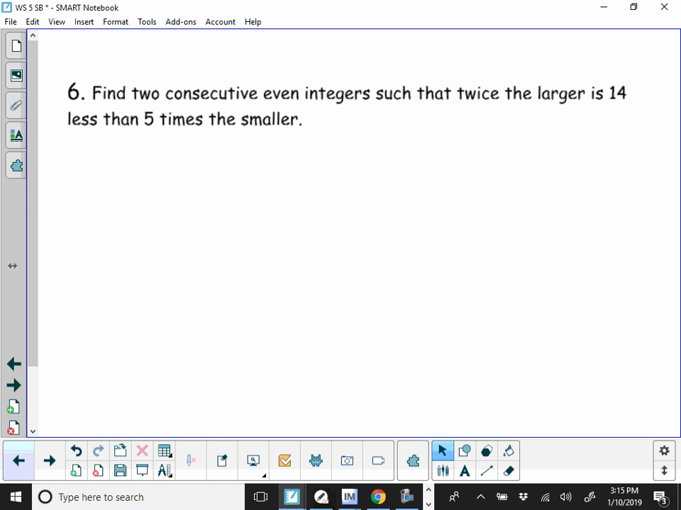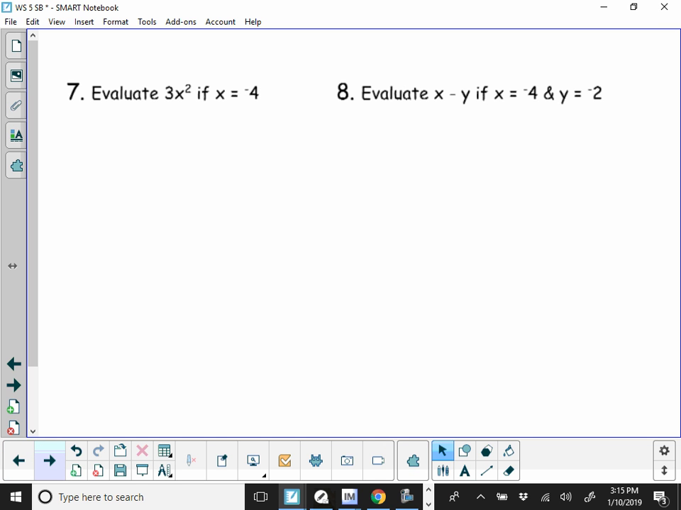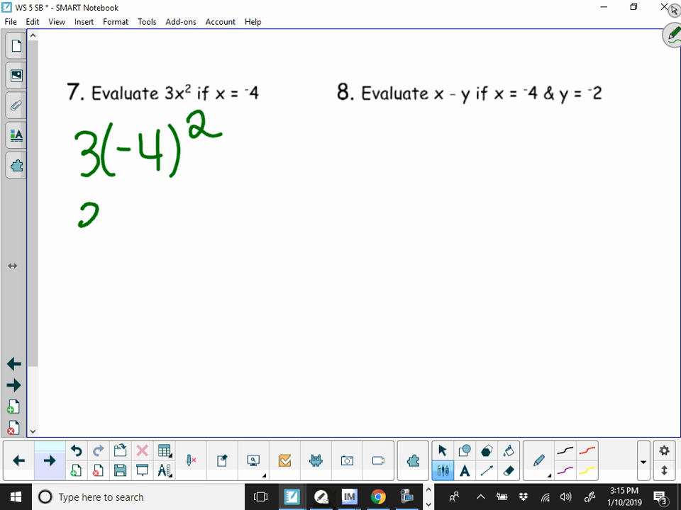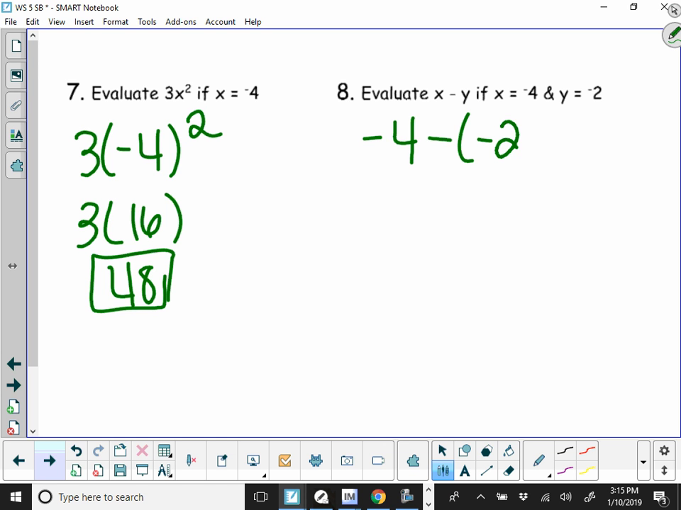All right, that will leave you number 6 to do all on your own. All right, number 7 and number 8 are just evaluating expression problems. So you're just going to plug in here. So negative 4 squared is going to give you 16, and 3 times 16 should have given you 48. So same thing over here. If x is negative 4 minus negative 2, we're going to change our double negatives there, and it's going to be negative 2.